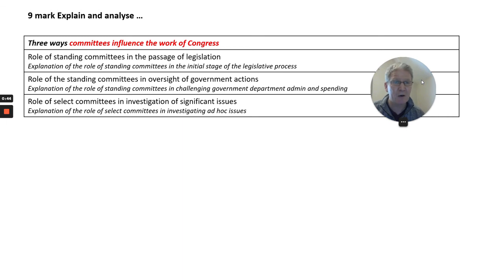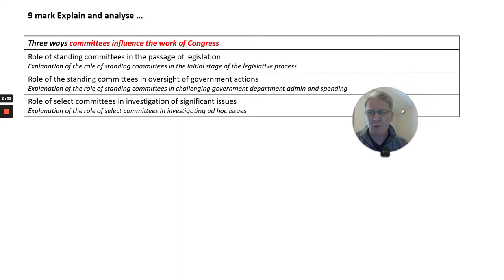It's got the day-to-day oversight of ensuring that departments are spending and working coherently. That's a significant role. Have a look in your textbook about oversight once again, just to make sure you're clear on this. And finally, the role of select committees in investigating significant issues. Okay, so what you want to do there is you want to give you examples like Benghazi of how ad hoc committees are set up to enhance the scrutiny that can exist within Congress.